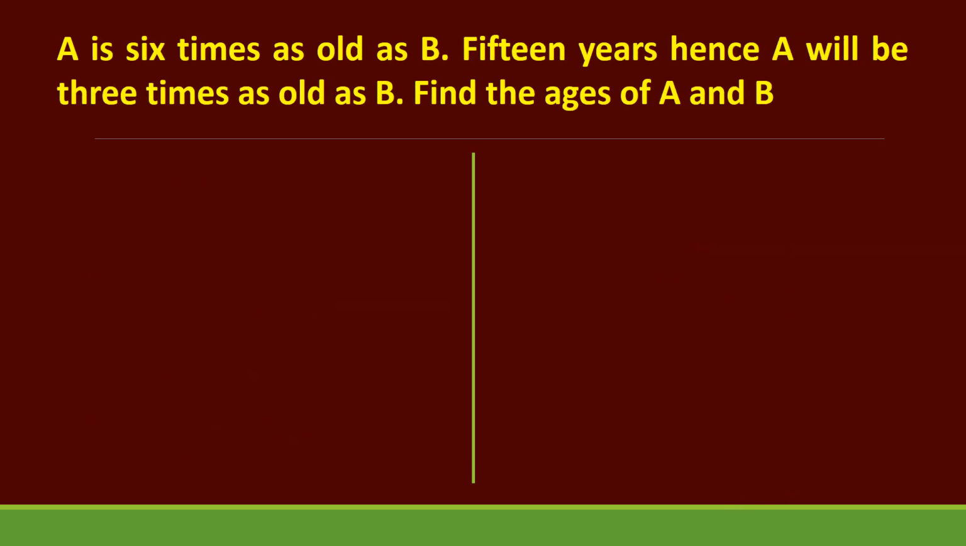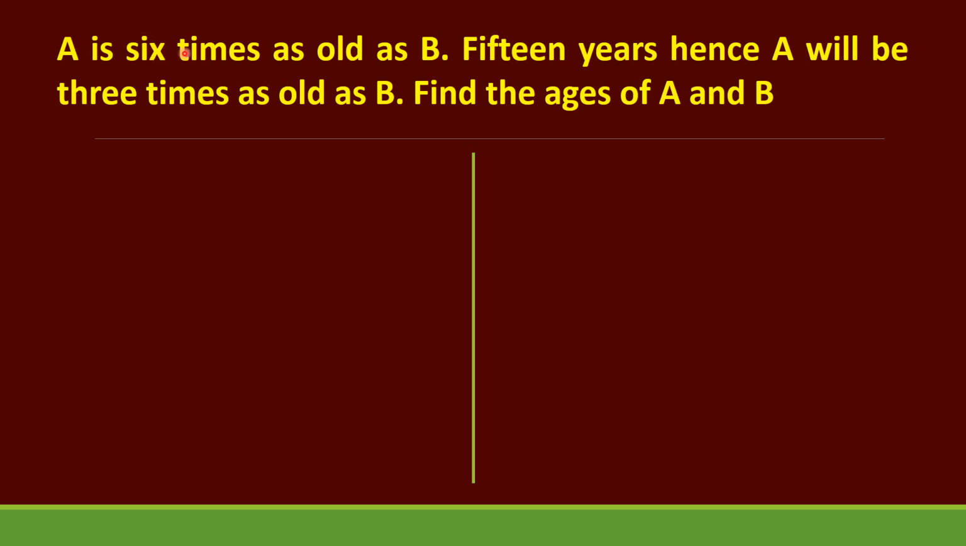And now let us see the next question. A is 6 times as old as B. 15 years hence, A will be 3 times as old as B. Find the ages of A and B. So it is given that A is 6 times as old as B. If B is X, then A will be 6 times of X.